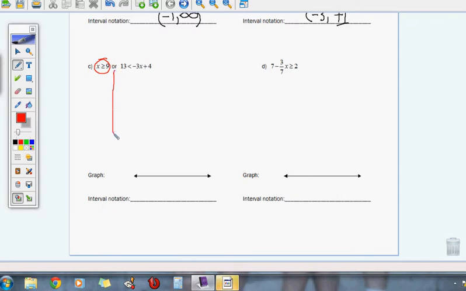So what I've done is I've put a line here so kids see that there's two things going on here. So what I'm going to do is subtract 4 from both sides first. Minus 4, minus 4.